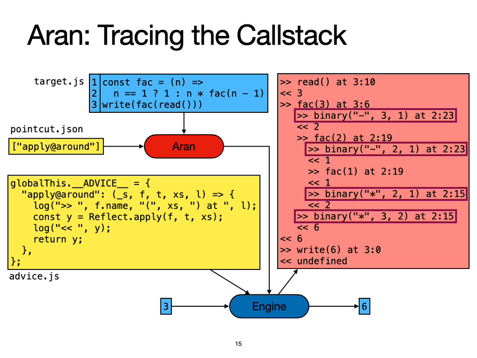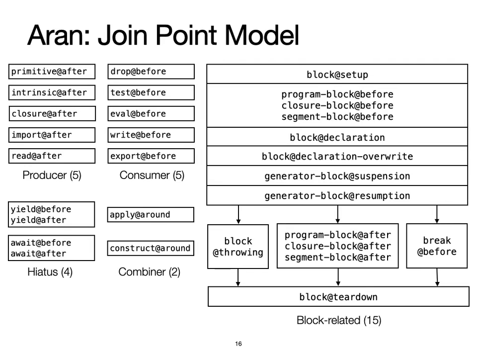Note that we are able to record binary operations, although the analysis does not mention it. This is because Aran normalizes binary operations into regular function calls. This concretely shows how instrumenting AranLang is simpler than instrumenting JavaScript. This tracing analysis demonstrates the apply at around join point.